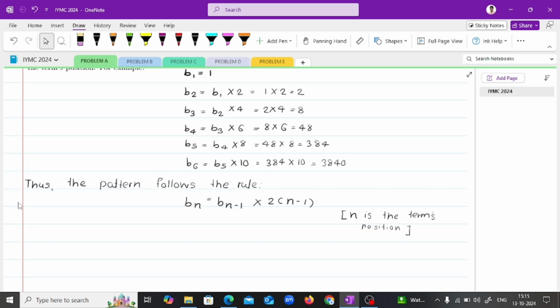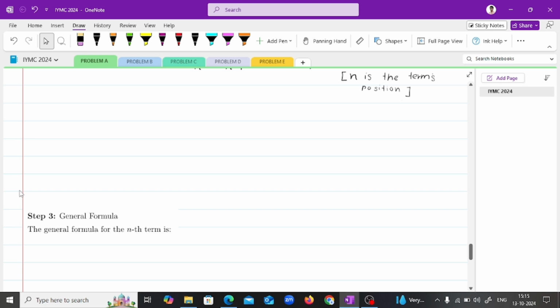So in step 3 we will write down the general formula, which is nothing but the rule that we have found here. That will be the general formula for calculating the n-th term of the sequence, and along with that we will also write the first term, that is B1. So step 3 is the general formula. The general formula for the n-th term is, I will write it down in red color for highlighting, Bn is equal to Bn minus 1 into 2 into n minus 1, provided that B1 is equal to 1.